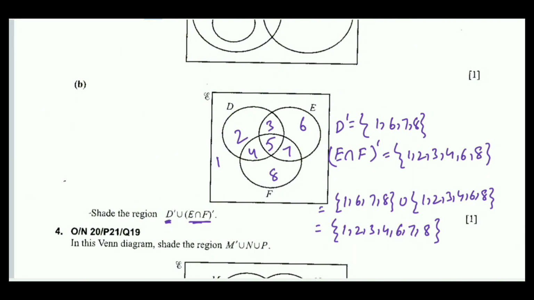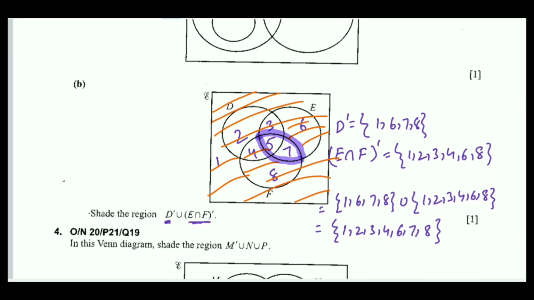Now you will color all the regions that contain these elements. So it means 1, 2, 3, 4, 6, 7, 8. 5 and 7 will not be included, and all other regions will be included except 5 and 7. So the leftover region is 5 and 7. This will not be colored.